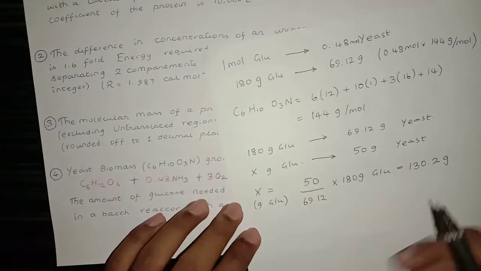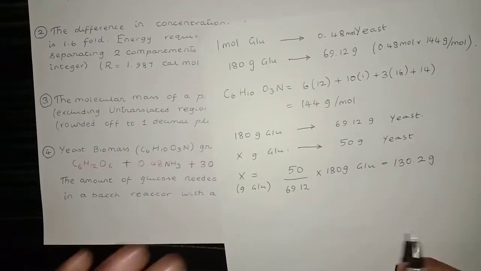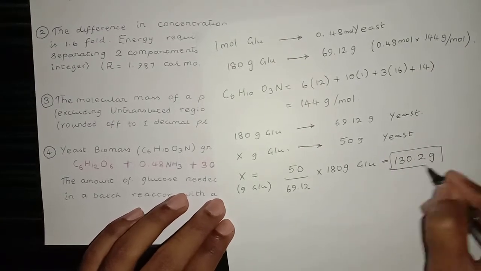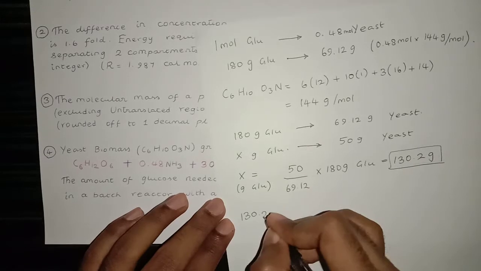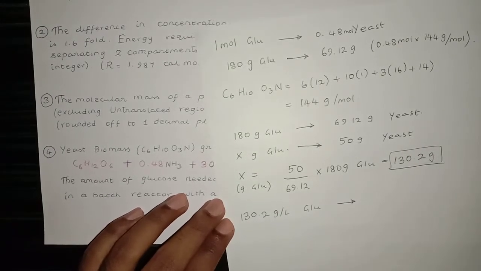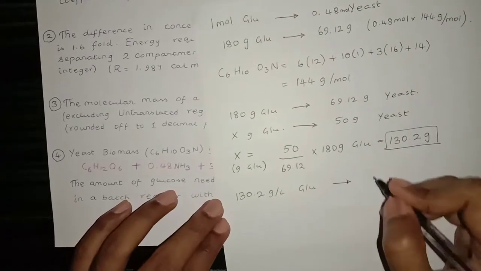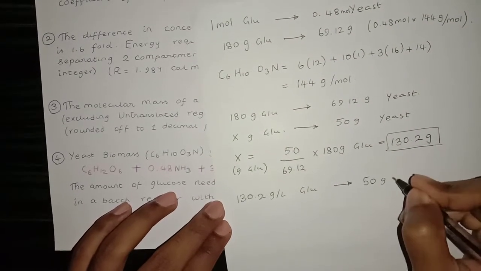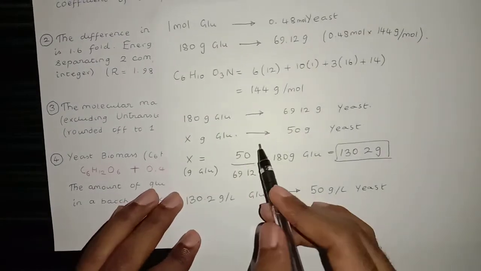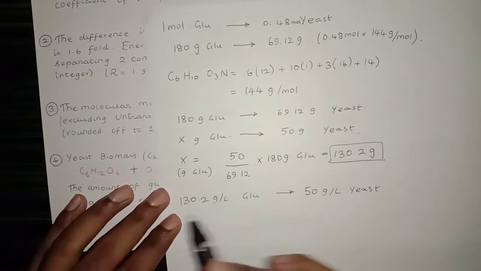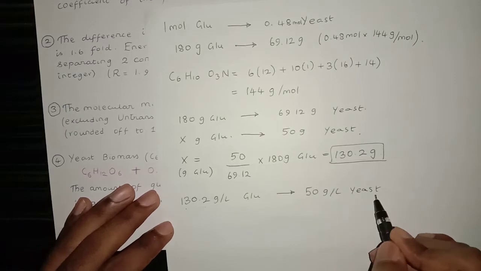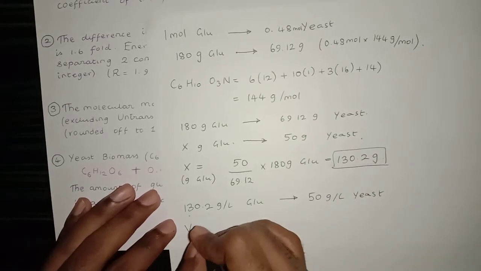This has been done using the basis of 1 liter. So if the basis is 1 liter, nearly 130.2 gram per liter of glucose will give rise to 50 gram per liter of yeast. From this expression, x grams of glucose will give rise to 50 grams yeast. Therefore 130 gram per liter of glucose will give rise to 50 gram per liter of yeast, but the working volume is 1 lakh liter.